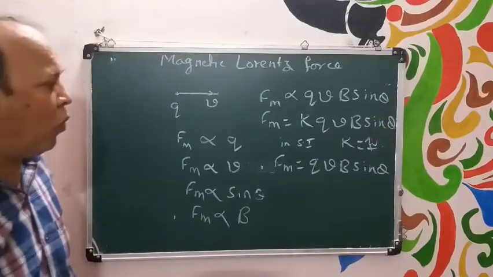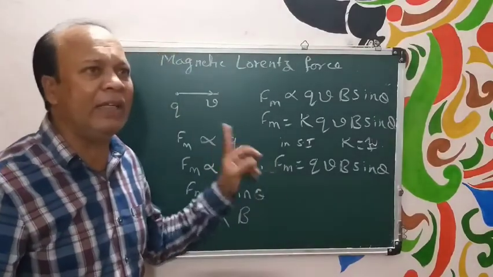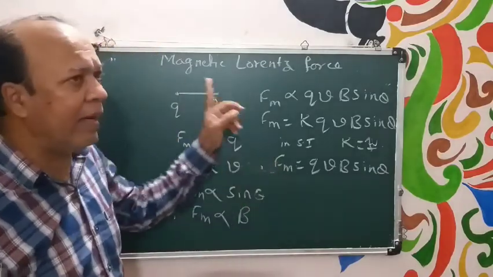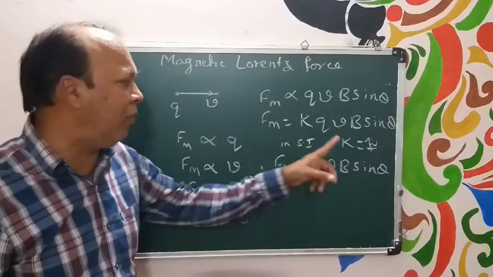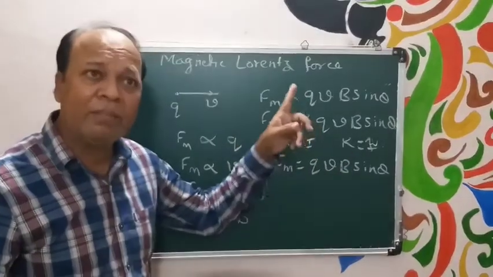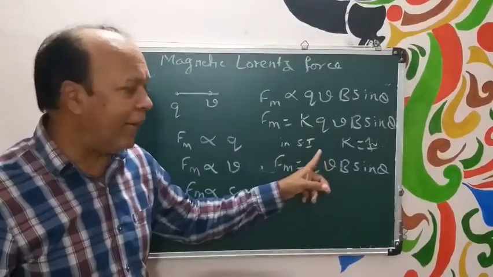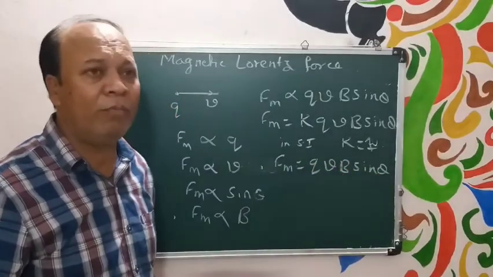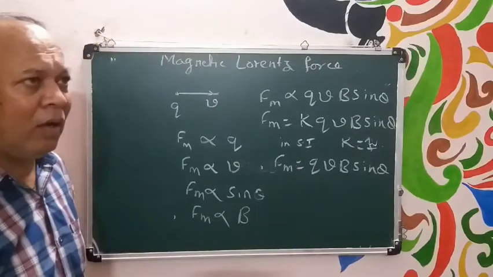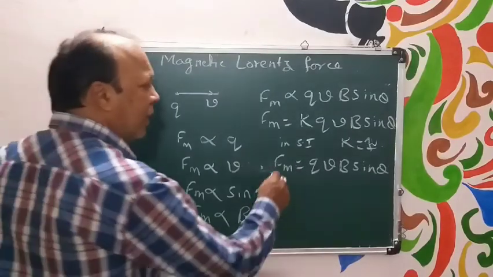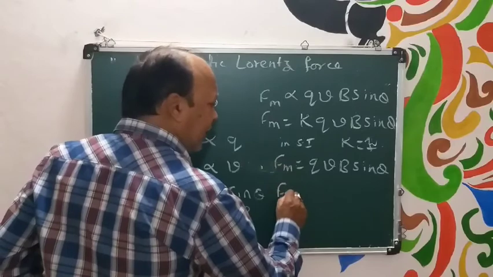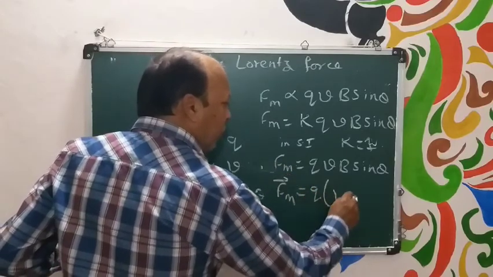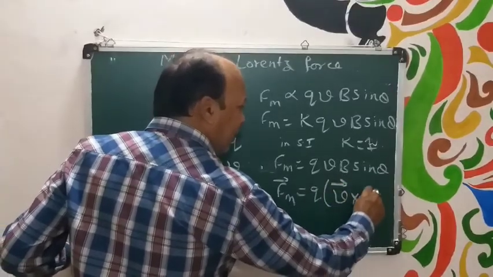This is the force. This is the magnetic Lorentz force. This is the force acting on any charged particle when it enters an external magnetic field whose strength is B, and its velocity is V, making any angle theta from the direction of B. So this is magnetic Lorentz force. Obviously, force is a vector quantity, so we can also write Fm equal to Q into vector V cross B.